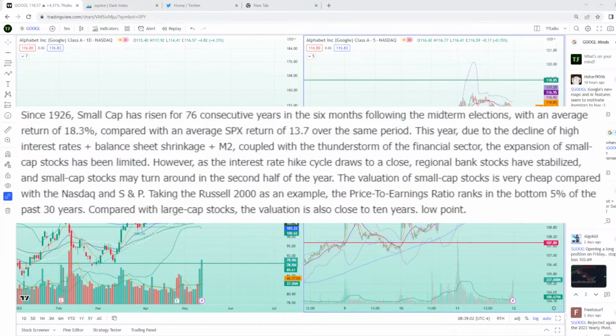So for the small cap stocks, they were doing pretty poor for the first half year, but we are almost at the end of the period for the interest rate hike, and the risk for the regional banks is almost over. I believe small cap could be another underlying part to trade for the next half year.